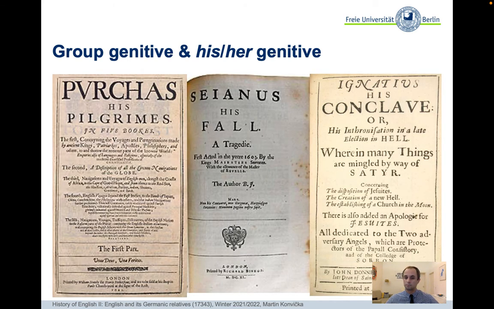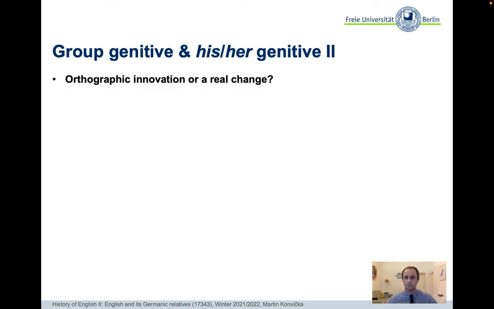Right, so what you would normally expect would simply be the so-called Saxon genitive, the S, right? So Purchase's pilgrims, Sejanus' fall, Ignatius's conclave, and so forth. But there, for a limited amount of time, we see this construction with the his, sometimes also her, genitive. And the question is, what is this? Is it an orthographic innovation, or is it a change in the language?